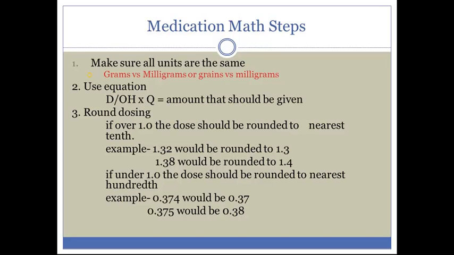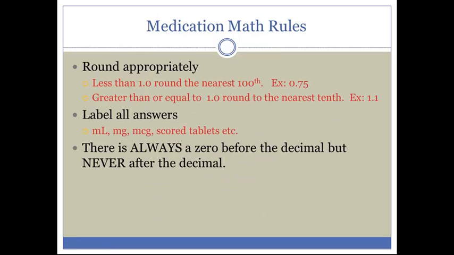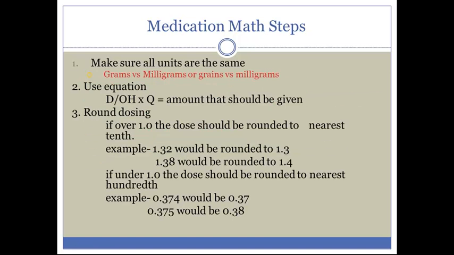So the equation we use in the medical assistant program, the nursing program does use a different type of medication math steps. They use dimensional analysis. We use something a little bit simpler. We use dose divided by what you have on hand times the quantity. So the dose is what the physician ordered. So D stands for what the physician ordered. On hand is what we have in the medication cabinet, what we have available, okay?